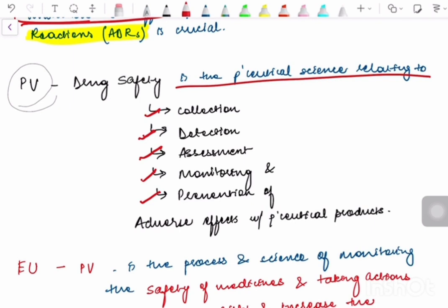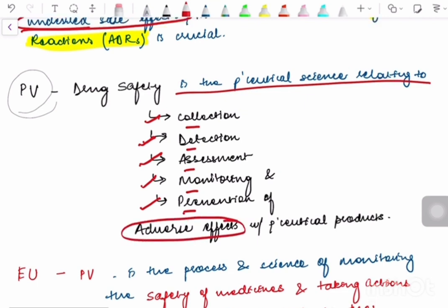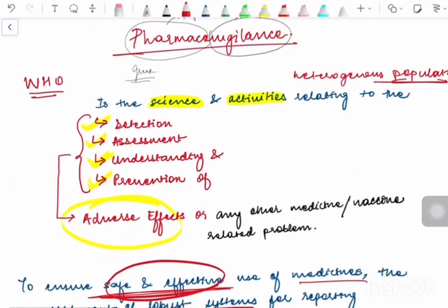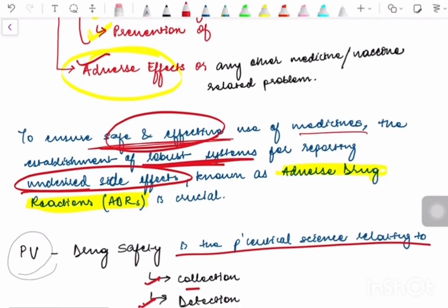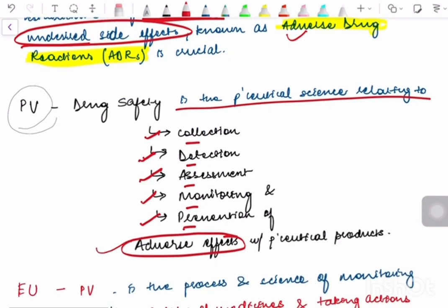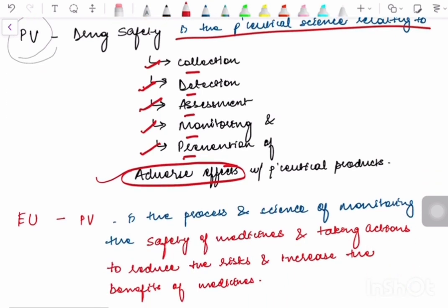It's the pharmaceutical science relating to collection, detection, assessment, फिर monitor किया और कुछ find out हुआ तो उसका prevention भी करना है of what? Of adverse effect. So now I'm hearing the word adverse effect for I think the second and third time. फर्स्टली मैंने यहाँ सुना था, सेकेंड टाइम यहाँ पर, एंड थर्ड टाइम यहाँ पर. And this whole science, this whole subject is based on adverse drug effects, adverse drug reaction, adverse drug events.